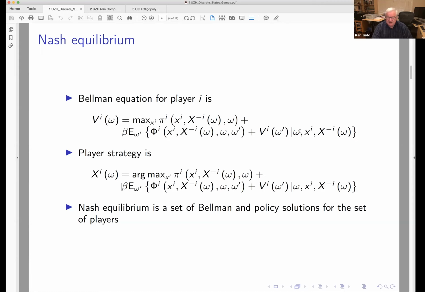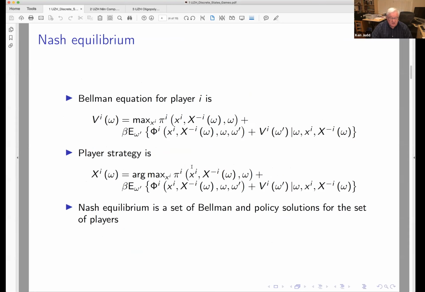And all the probabilities are conditional on what the state is today, what I did today, and what all my competitors did today. And so each player's strategy is the argmax of that optimization problem. So this is a set of Bellman equations and policy solutions.